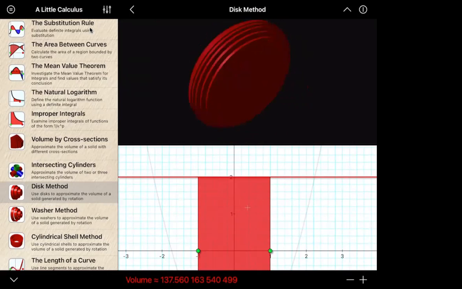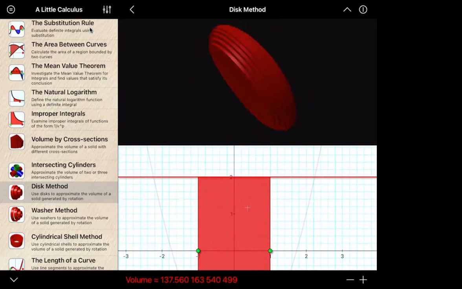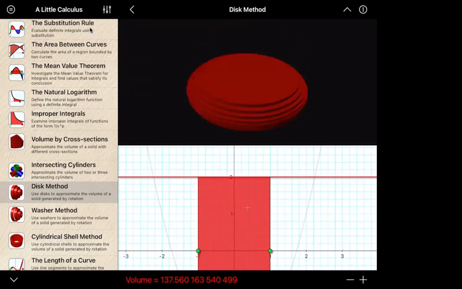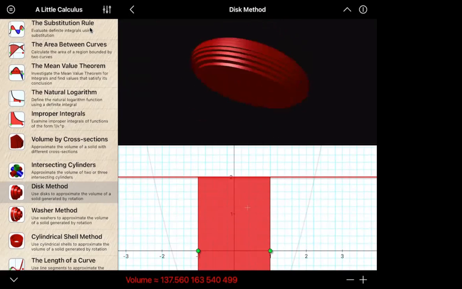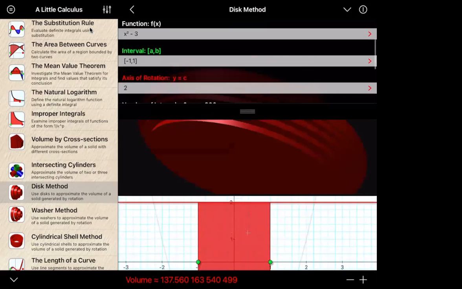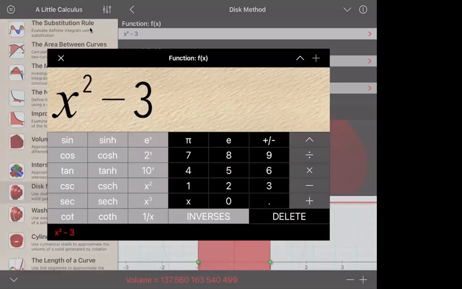Let me see if I can get it back at the beginning. I'm trying to get it vertical. Almost. It's too hard. So anyway, if you look at the red at the bottom, you see that we've got these sample rectangles that have revolved around the line y equals 2. Let's do another one. Let's do just x squared.